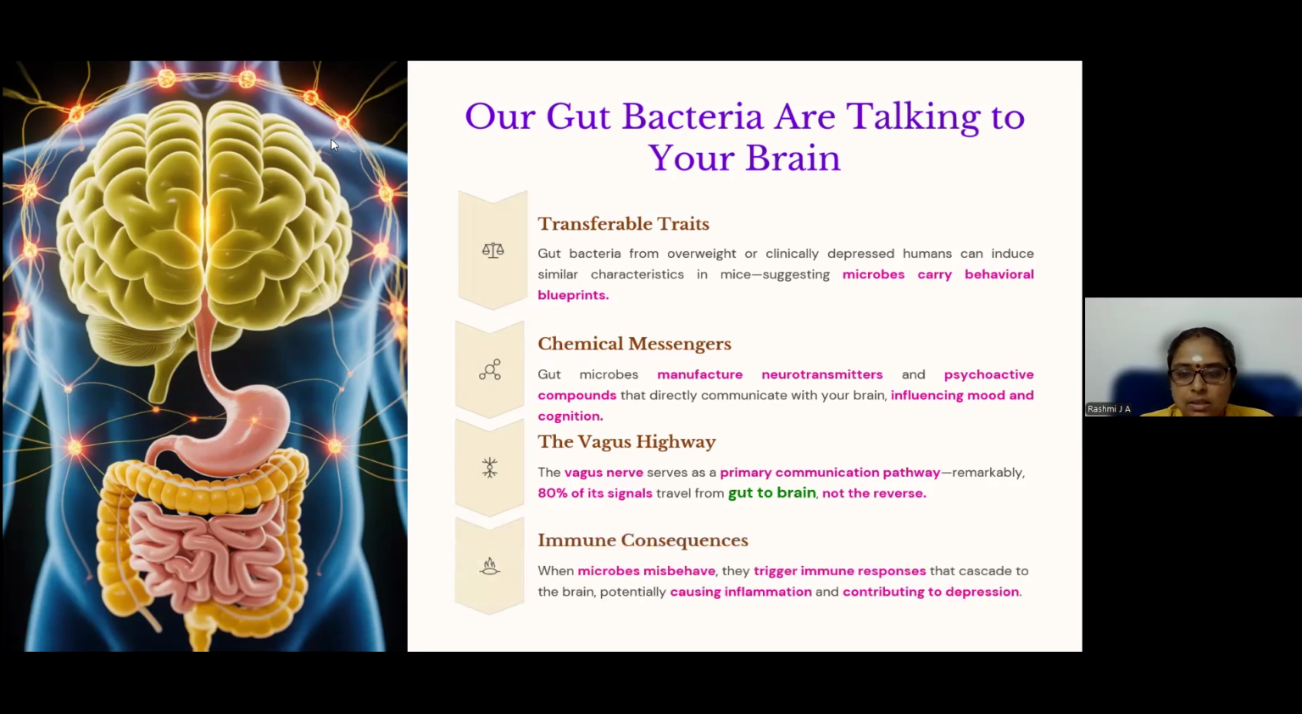Then the immune consequence: when microbes misbehave, they trigger immune responses that cascade to the brain and potentially cause inflammation, contributing to depression. Here, inflammation does not mean a visible swelling in the body. This inflammation happens at the cellular level. Even the brain cells can get inflamed.